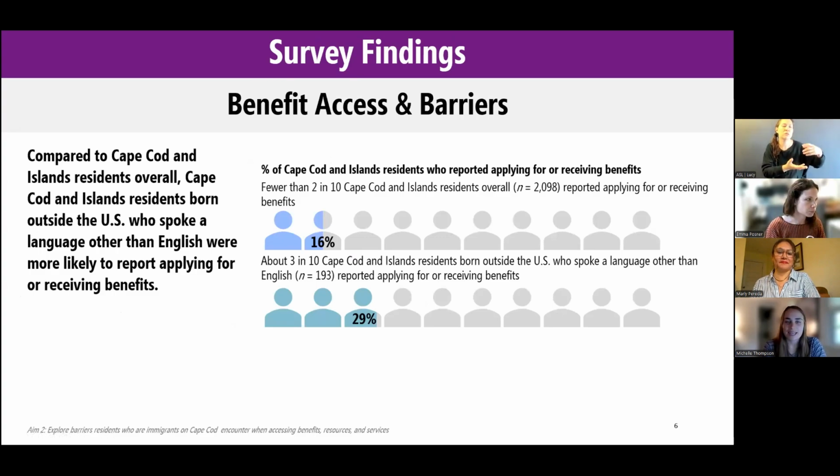Using the survey data, we looked at how residents who are immigrants on Cape Cod and the islands were accessing benefits. Overall, 16% of Cape Cod and Islands residents reported applying for or receiving benefits. When we zoomed in, we found that 29% of Cape Cod and Islands residents who were born outside the US and spoke a language other than English reported applying for or receiving benefits. So they reported applying for or receiving benefits more often than Cape Cod and Islands residents overall. I'll pass it to Marley to talk about what we heard about this in the focus groups.